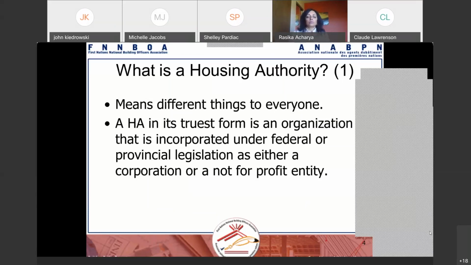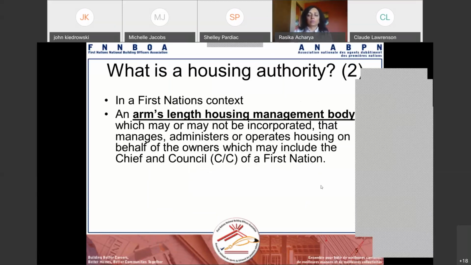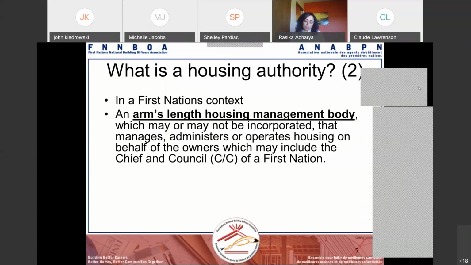All right, next, please. So in a First Nation context, an arm's length relationship is a housing management body. It can either be incorporated, and again, we're talking about the advantages of why it should be incorporated. And it's operated on behalf of the owners, which may include the chiefs and councils of the First Nations. So again, it's an arm's length organization that sometimes is incorporated or not, but the key is how it's structured from a management perspective.